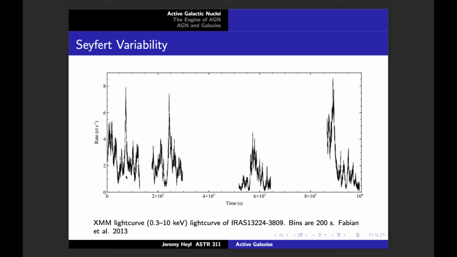So what that tells us is that this object that's dominating the light is only 3 light hours in size. Because there's no way it could turn on and off that fast if it were much bigger than that.